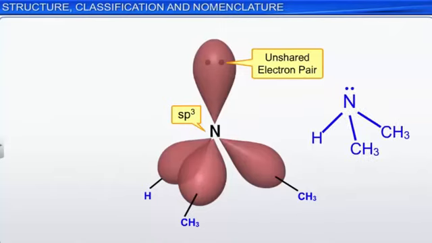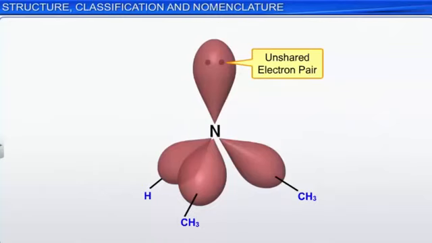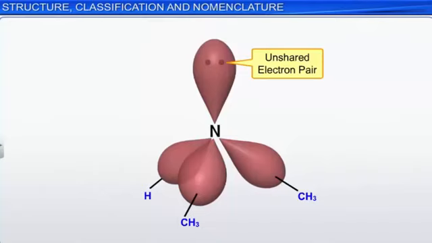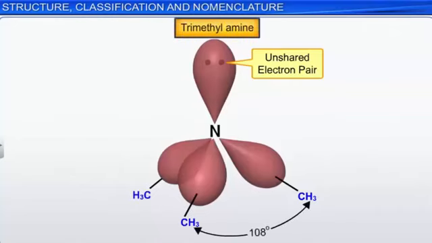Due to the presence of an unshared pair of electrons, the C-N-H or C-N-C bond angle is less than the normal tetrahedral bond angle of 109.5 degrees. For example, the bond angle in trimethylamine is 108 degrees.